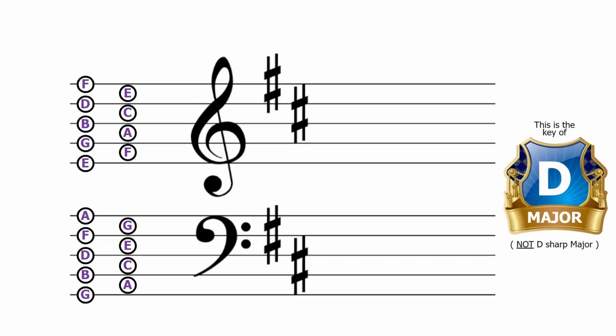Did you figure out the name before it was revealed? Try another key signature video with a different amount of sharps and see how you do.